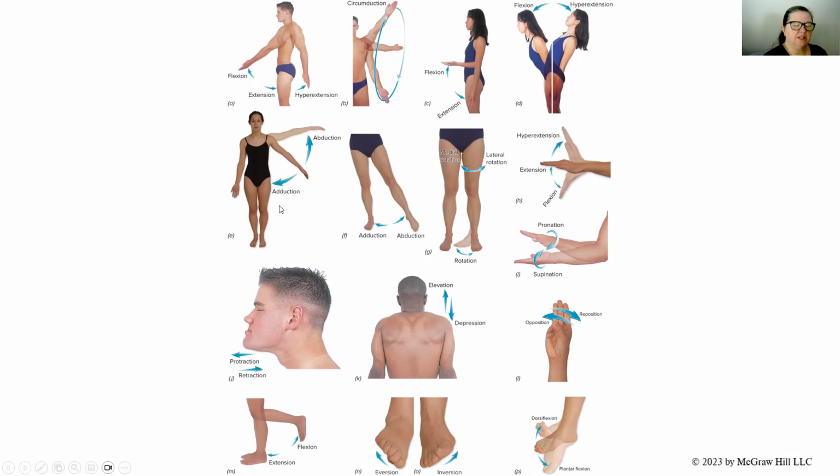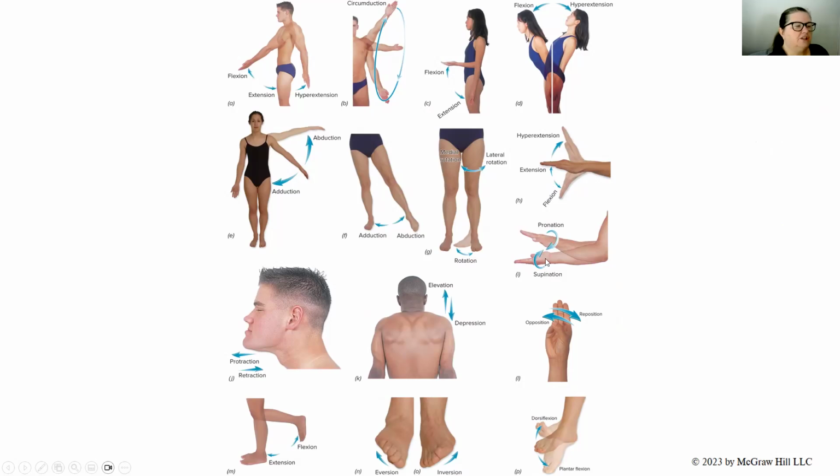We have abduction and adduction. So abduction means to move a body part away from the midline, while adduction means to bring it towards the midline. So here is abduction and adduction with the arm, abduction and adduction with the leg. We can take our legs and rotate them either medially, so rotate them in, or a lateral rotation, which is rotating it out. Here is extension, flexion, and hyperextension of the wrist. So flexion down, extension out, and then hyperextension back.